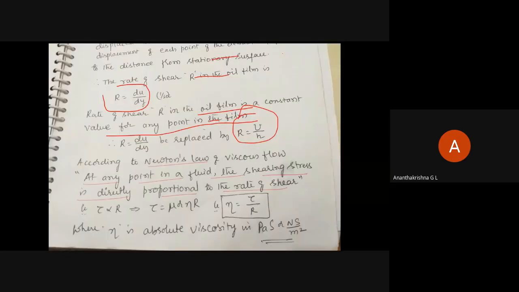That is rate of shear. Then according to Newton's law of viscous flow, at any point in a fluid, the shearing stress is directly proportional to rate of shear. That is, tau is proportional to rate of shear. So from there, we are removing the proportionality constant. We are going to get another constant called eta, that is called the absolute viscosity of the fluid. So that is given by shear stress by rate of shear, and its unit is Newton second per meter square or Pascal second.